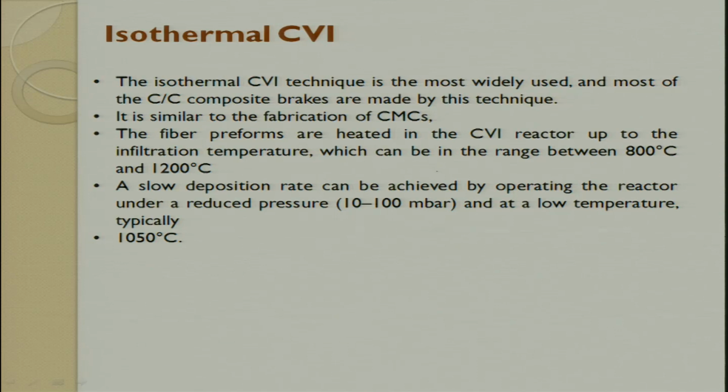So, what is isothermal CVI, which we were discussing? There were four different types of CVI. Isothermal CVI is the most widely used process and it is very similar to that of ceramic matrix composites. Here the fiber preform is heated in a CVI reactor up to an infiltration temperature in the range of 800 degrees to 1200 degrees Celsius. A slow deposition rate can be achieved by operating the reactor under reduced pressure and a low temperature of 1050 degrees Celsius.